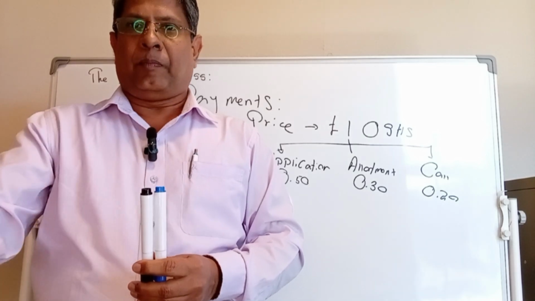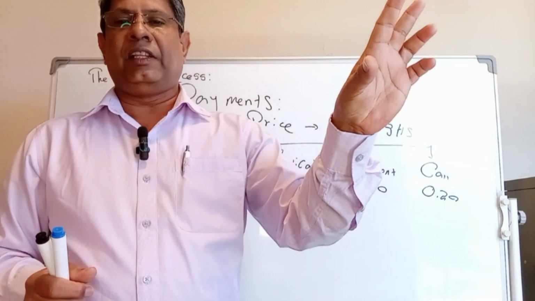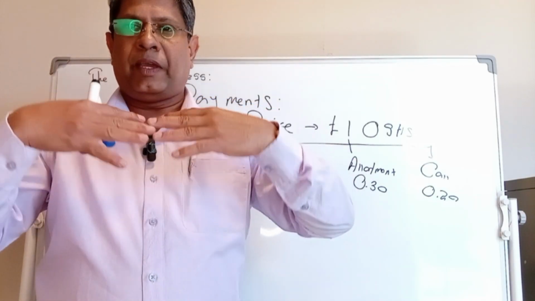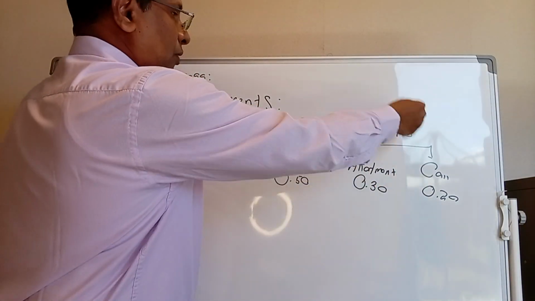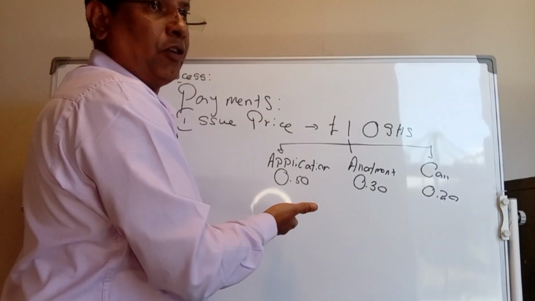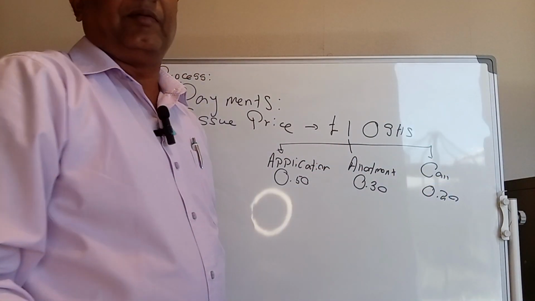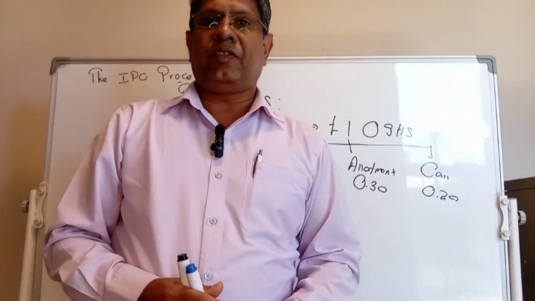Okay, then you apply for the shares, the application stage. Once you apply, you fill in the application forms and you pay the money. You can pay this £1 at once, or you can pay the money how the company has asked you to pay: on application 0.5, allotment 0.3. Based on the different stages, you'll be able to pay the money. Okay, that's the application stage.